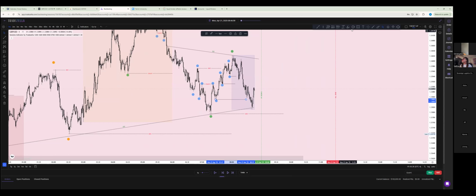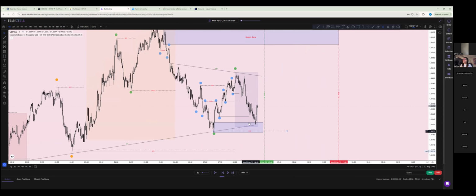And what did it do? It tapped into this demand here. And remember, the only time the invalidation model does not count is on a higher time frame, 4 hours and up. So right here, the fact that it tapped into this demand could be a sign that this zone might be in trouble.